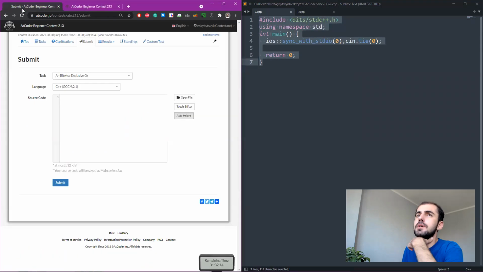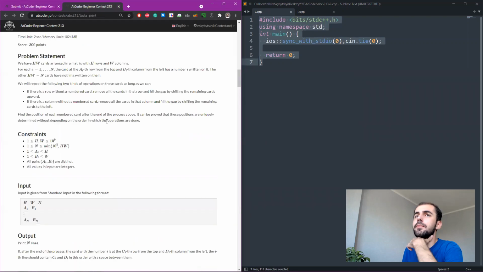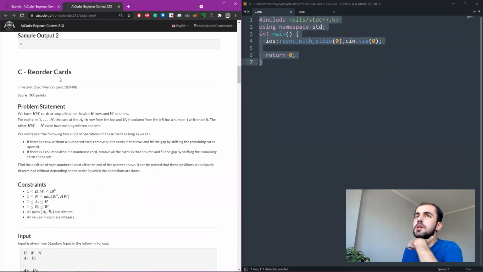Problem, but we spent quite some time there, unfortunately. Problem C, Reorder Cards. We have HW cards arranged in a matrix with H rows and W columns. For each i, the card at A_i's row from the top and B_i's column from the left has a number i written on it. The other cards have nothing written on them.